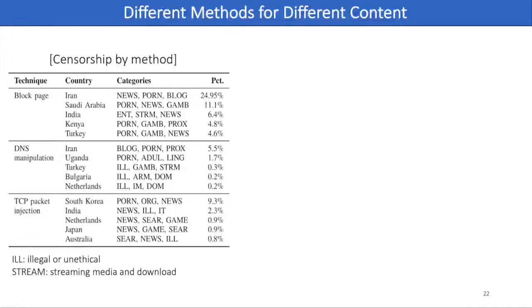Secondly, we observed that censors use different methods for different web content. Maybe it is an attempt to conceal political censorship. This time we divided our results based on the censorship method that ICLab can detect. From this table, we observed Turkey performs DNS manipulation to censor the domains of illegal or unethical and streaming media and download web categories, but it returns block pages for domains of pornography and news and media.